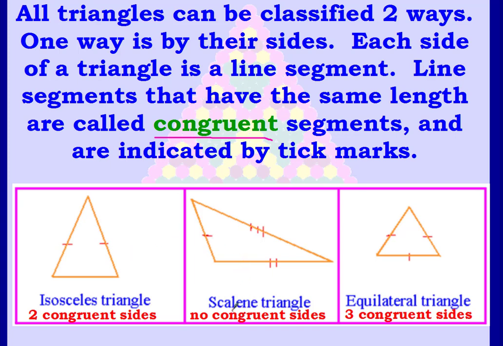Second classification is called a scalene triangle. This is where there are no congruent sides. All of the sides are different lengths. If you look at this triangle, you can see that each side has a different number of tick marks. This left side has one tick mark. This bottom side has two. This right side up here has three. They have different numbers of tick marks because none of them are the same. None of them are congruent.